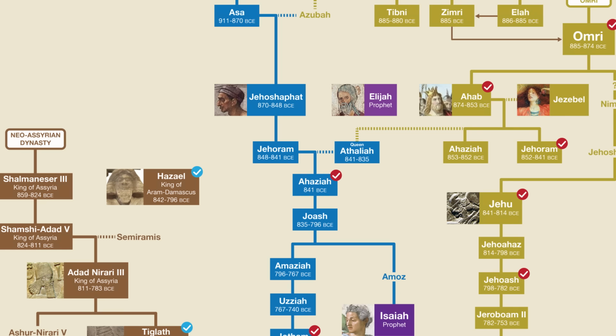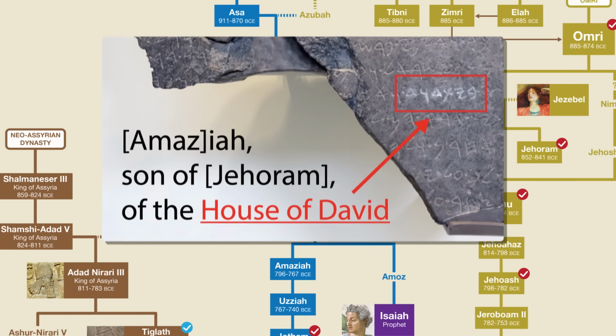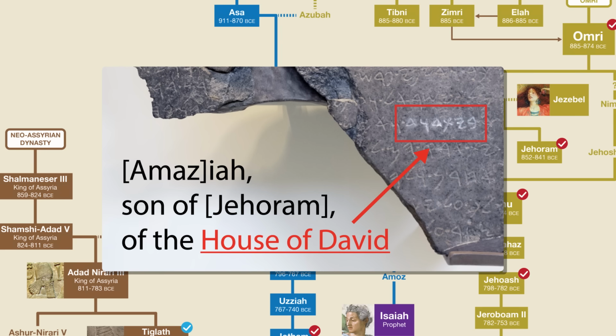king of Aram Damascus. Which brings me back to the Tel Dan Stele, which describes the incident. In that inscription, it appears to read, Amaziah, son of Jehoram, of the house of David. This is important because it is the earliest reference in the archaeological record to the house of David. But note that it doesn't directly reference David as king, nor does it describe anything that David did. Instead, it simply references the existence of a royal dynasty named after someone called David.